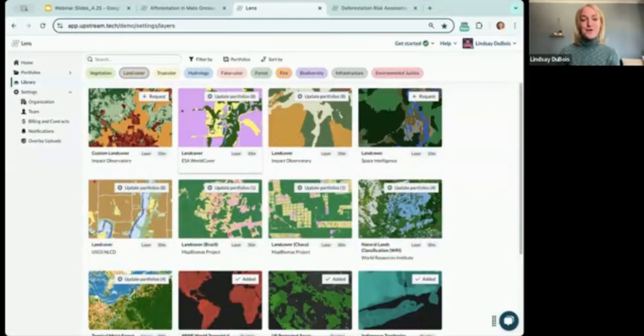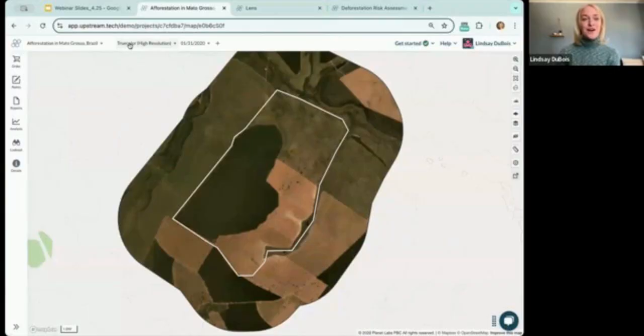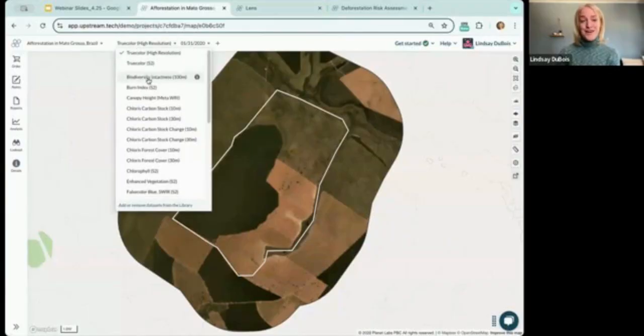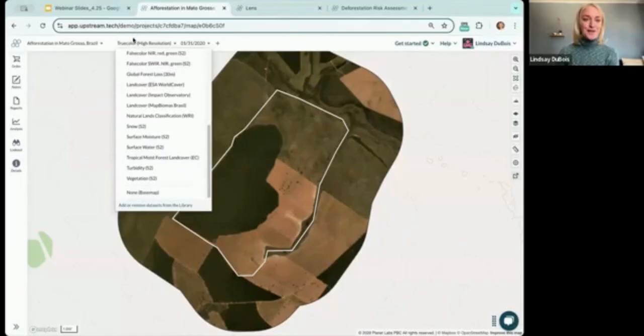Land cover, for example, you can activate any one of these to show up in the portfolio that you might be looking at. Biodiversity, I think, is another big one that's on everyone's mind. So you can see we, of course, would have vegetation, forest insights, hydrology, and a whole lot more. Everything that I've chosen to activate for this portfolio would be listed here. You can see there is quite a bit.